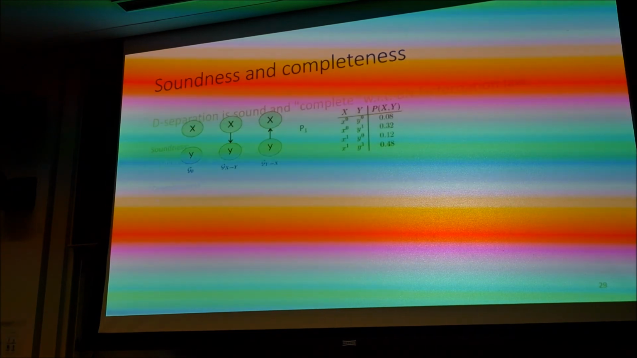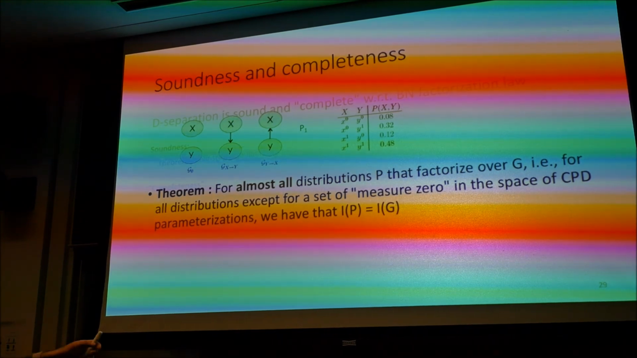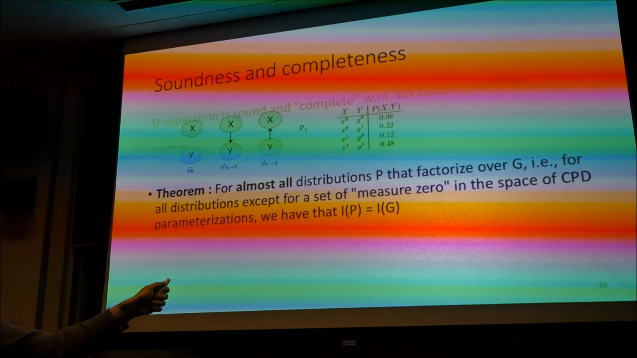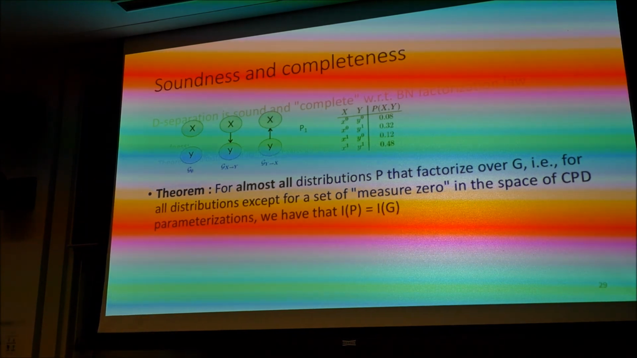So there's a formal way of saying that. We are saying that almost surely, and I'll tell you what almost surely is in maybe a couple of minutes, because that's a deeper concept, that the set of independencies of the probability distribution on the graph are the same almost surely.